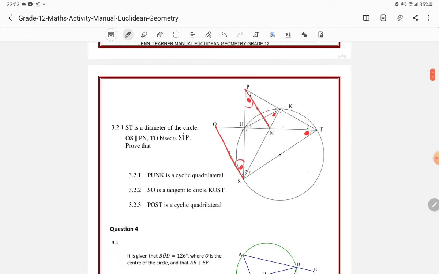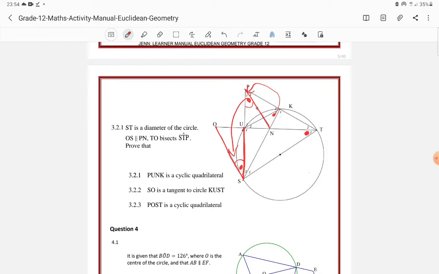Reason: these are angles from the same segment, from the same chord SU or US. So US is subtending K2 and also subtending T1. That is why these two angles are equal to each other. But K2 on its own is equal to P1, whereas P1 was equal to S1 due to alternate angles.